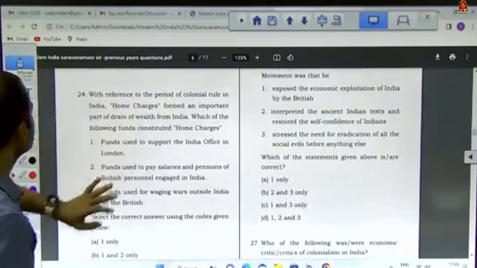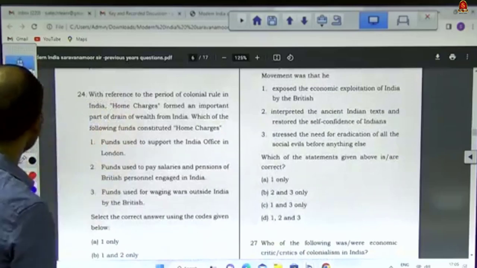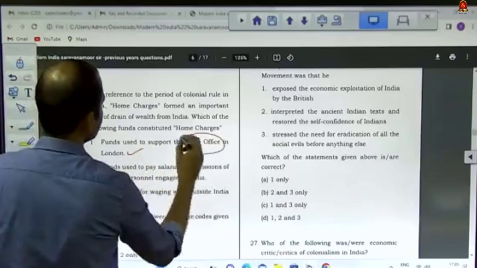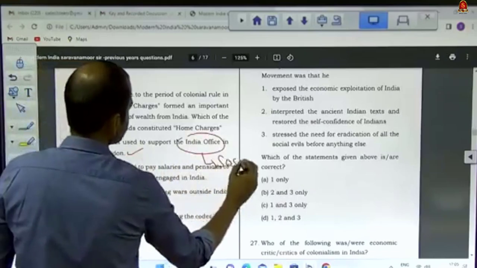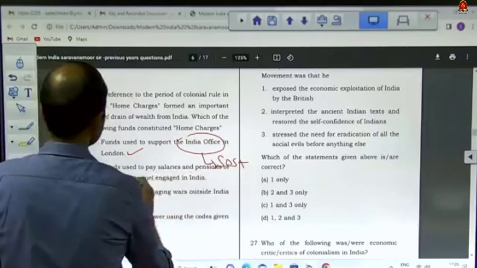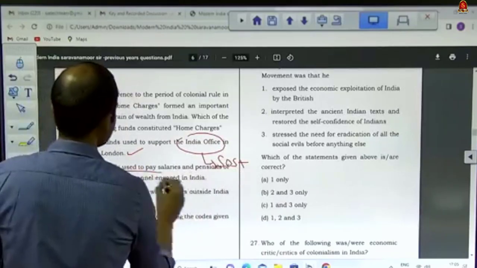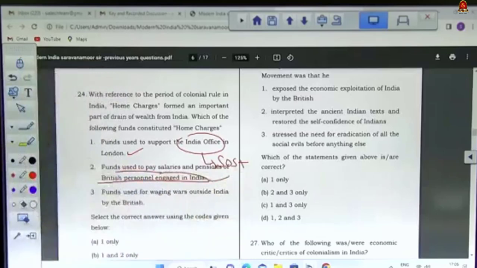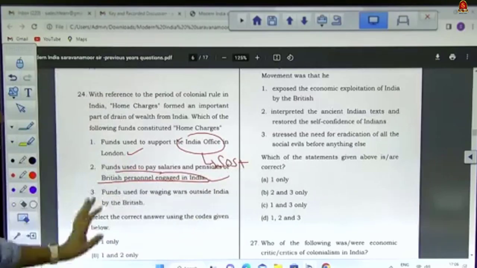24th, with reference to home charge, what constitutes home charge? Fund used to support the India Office in London. The India Office is the Secretary of State's office. Fund used to pay salaries and pensions of the engaged officials. Yes, for all Governor Generals, everyone working for the exploitation of India, funds were given.